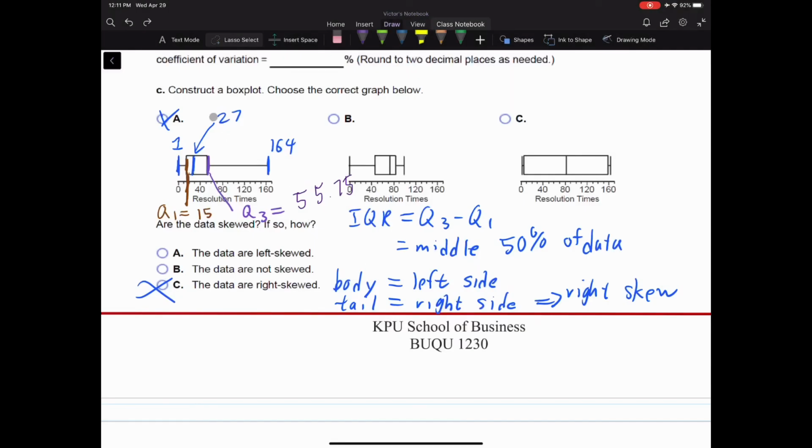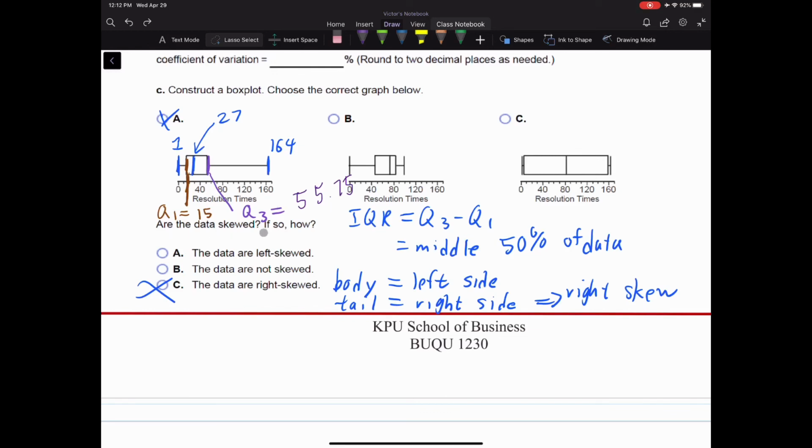So for part C of our example 1, if we want to construct a box plot summary, this is what it looks like. We have the five numbers. The smallest number is 1. The biggest number is 164. Inside we have the box. On the left side of the box is your Q1, which is 15 days. On the right side of the box, we have your Q3, which is 55.75. In the middle of the box, there's a line. That line is your median, which is 27. And this is what the box plot summary looks like graphically for our example 1.